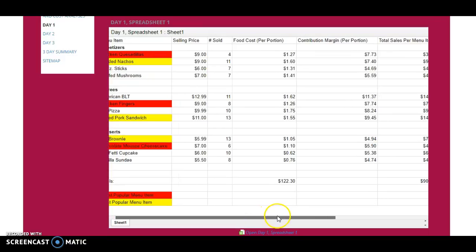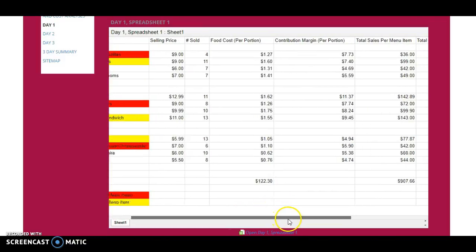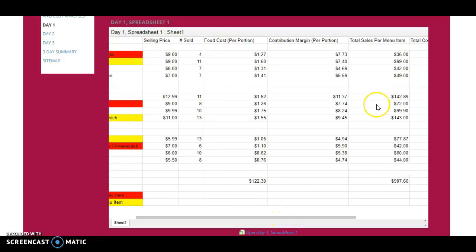If we scroll over a bit more to the total sales per menu item, you can see that for chicken quesadillas, it was $36. I got this by doing the selling price times the number sold. So again, selling price for chicken quesadillas was $9, and you multiply that by the number sold, which was 4, so you get $36 for total sales per menu item.